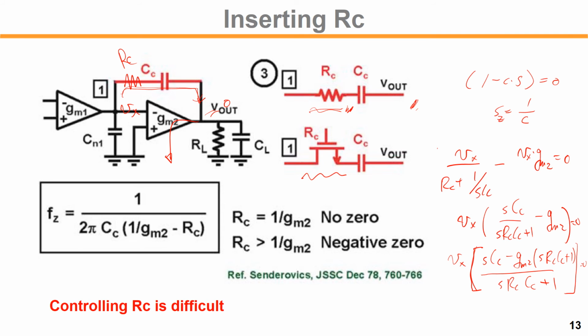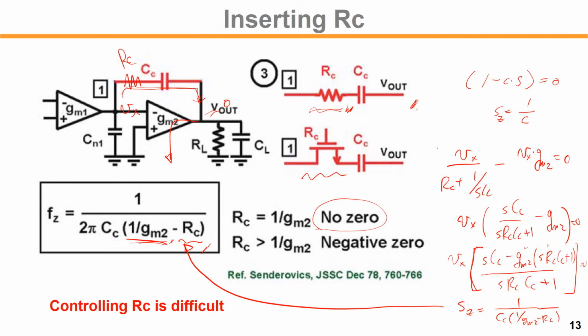So we have GM2 RC here and GM2, something like that. If you find S as 0 here, then what? 1 over CC times (1 over GM2 minus RC), right? That will result in that equation. So as you can see, if the compensation resistor is exactly the same as 1 over GM2, then the zero will be at infinity.